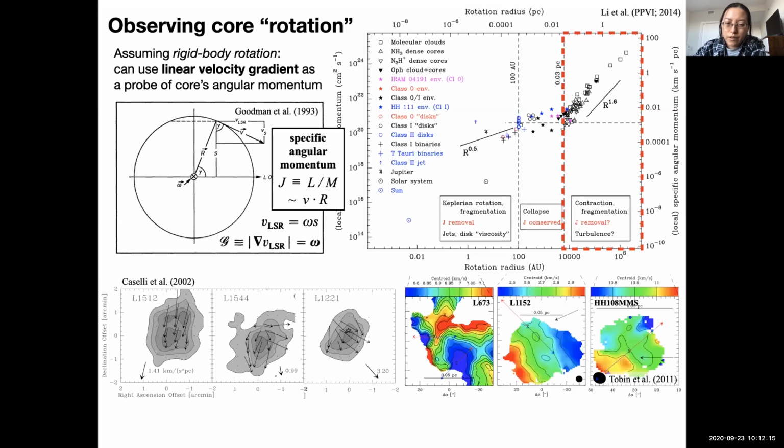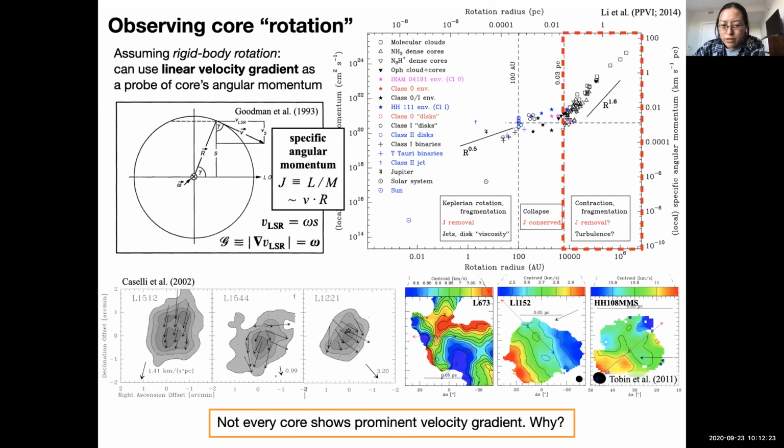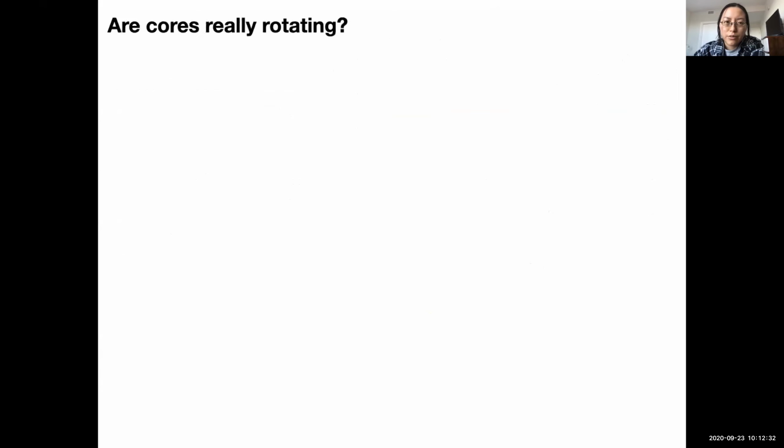However, when we look at the original data in some of these older observations, we realize that it doesn't seem like every core has a very obvious velocity gradient. But why? So go back to the assumption that the cores are rotating rigid bodies. We ask, are cores really rotating?